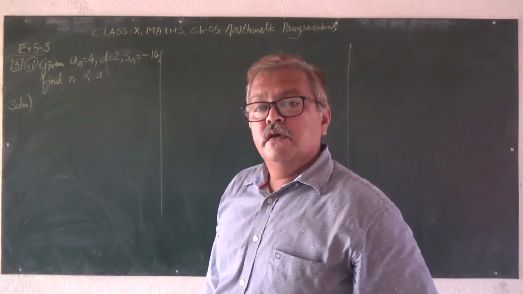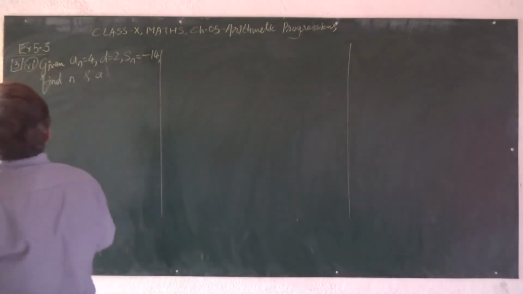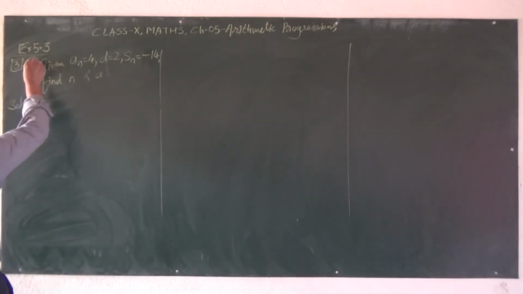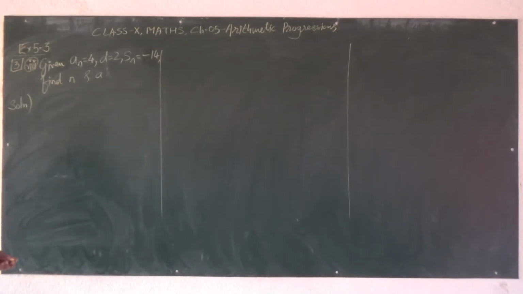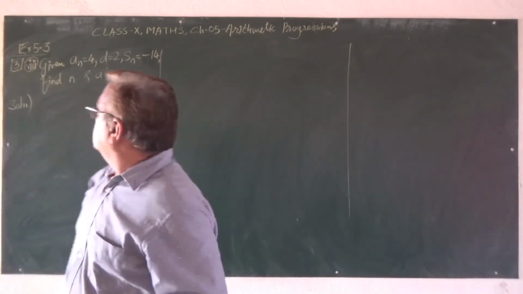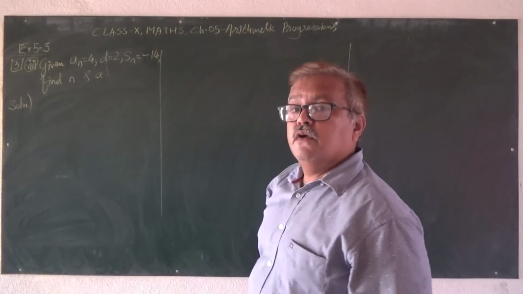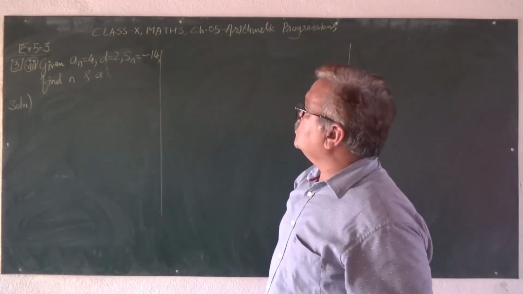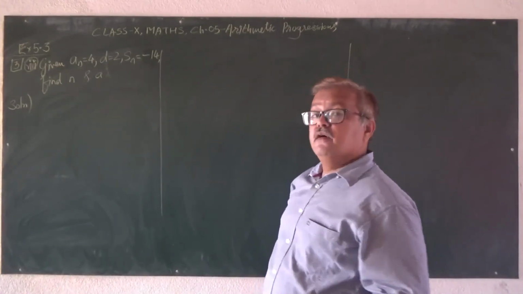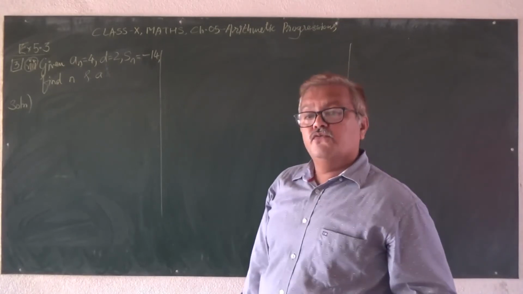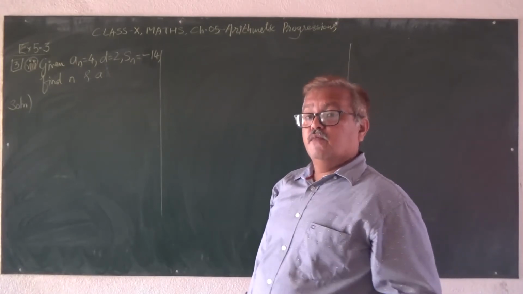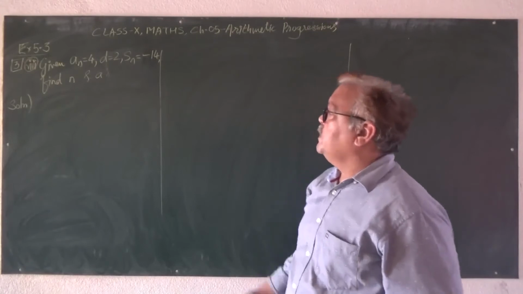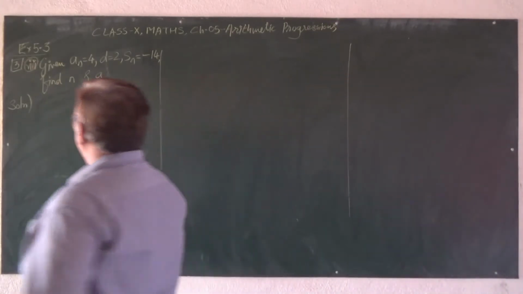Let us see the 8th sub question. Given an, that is the last term, is 4, D the common difference is 2, and the sum of n terms is minus 14. You have to find n and A. You have to find the number of terms and you have to find the first term. Let us see.